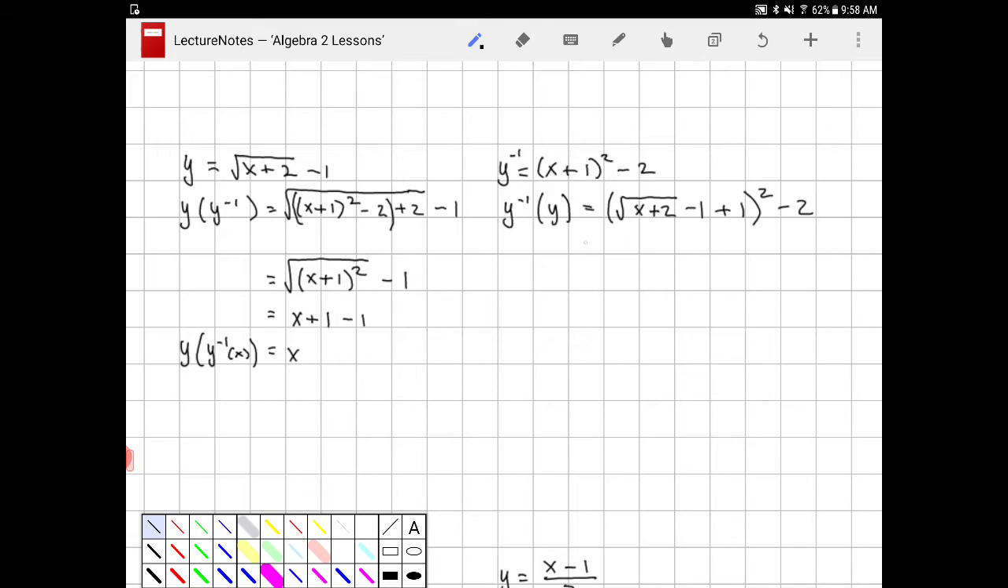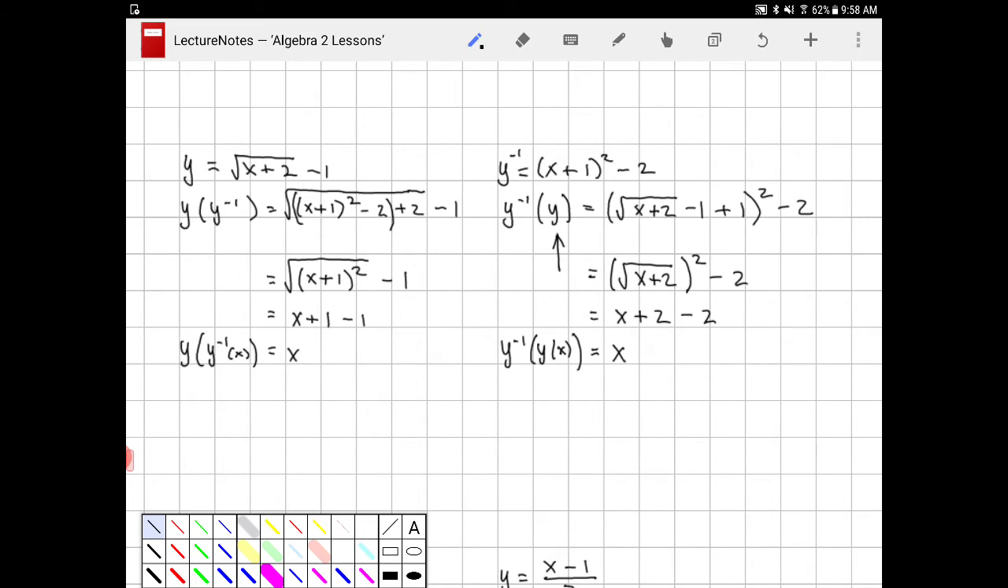Let's perform the simplification, the PEMDAS, right? So I end up with square root of x plus 2 quantity squared minus 2. I'm going to square the square root. So I end up with x plus 2 minus 2. And then lastly, I end up with the same identity again. So again, y inverse of y of x, right? Because that's what this is.